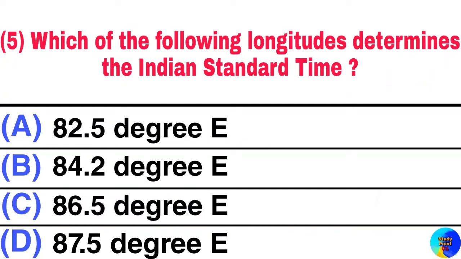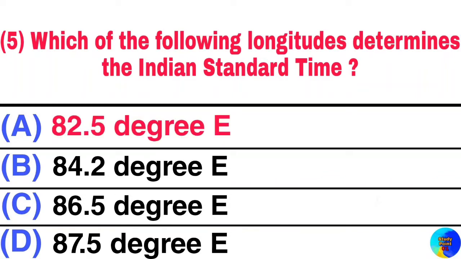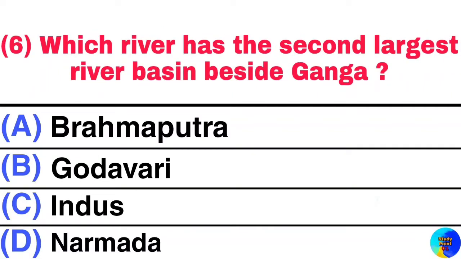Question number 5. Which of the following longitudes determines the Indian Standard Time? A. 82.5 degree E, B. 84.2 degree E, C. 86.5 degree E, D. 87.5 degree E. Answer. 82.5 degree E. Question number 6. Which river has the second largest river basin beside Ganga? A. Brahmaputra, B. Godavari, C. Indus, D. Narmada. Answer. Godavari.